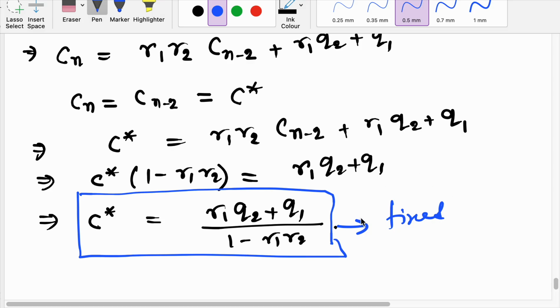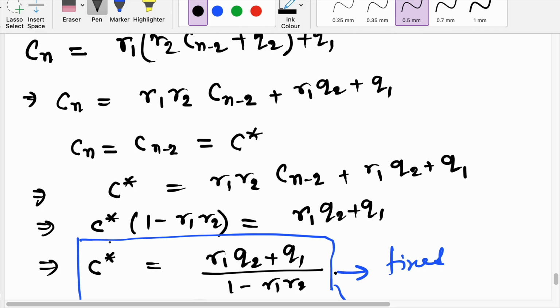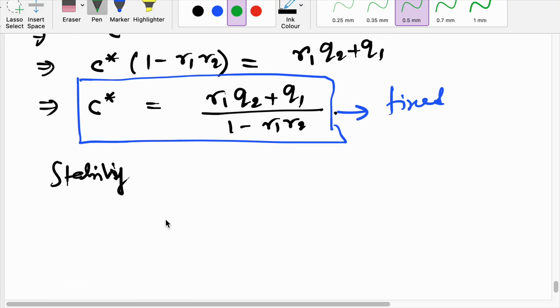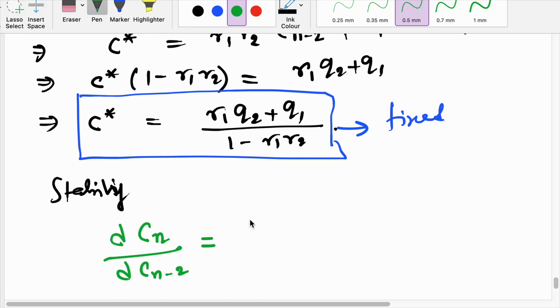Now we know the fixed point, but we again have to calculate the stability, meaning whether or not it will be achieved by our dynamics. If this fixed point is stable, then my dynamics will go toward that. Otherwise it will not. Previously we did this for the differential equation, now here we get a map. For the map we have to calculate the difference of Cn with respect to Cn minus 2, and it will give you R1 R2.